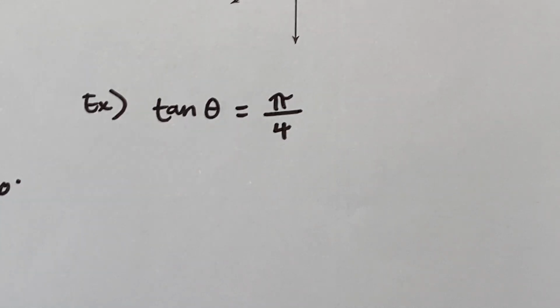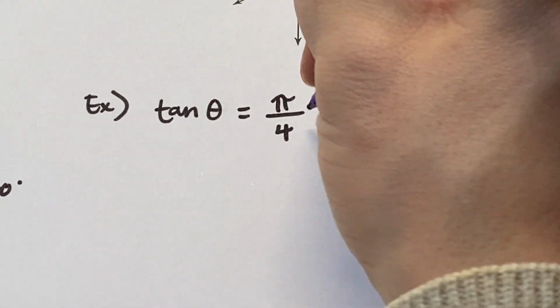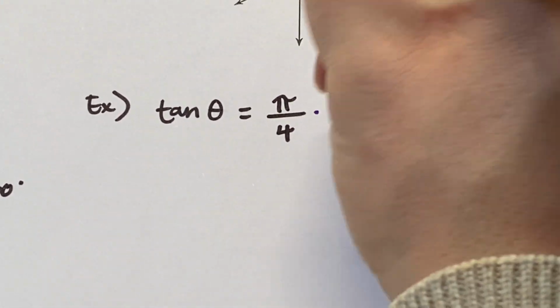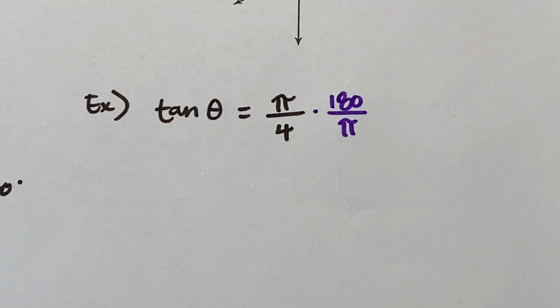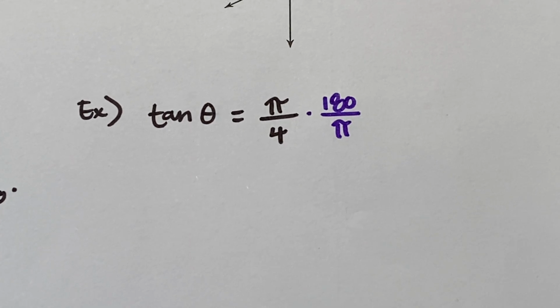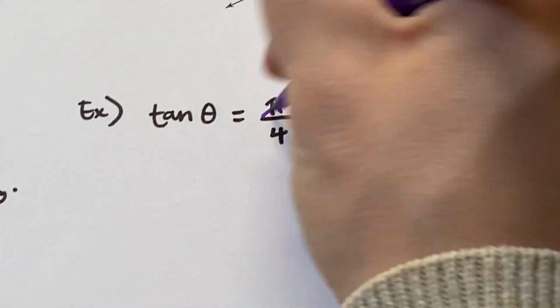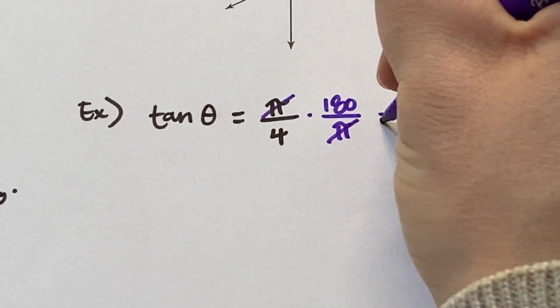What do I need to multiply this guy by? 180 over pi. I want this in degrees. That's going to help me decide which special right triangle I'm going to use. What happens to my pi's now? They cancel.